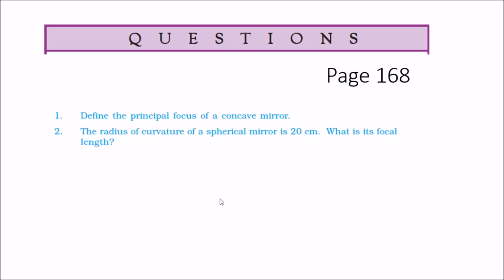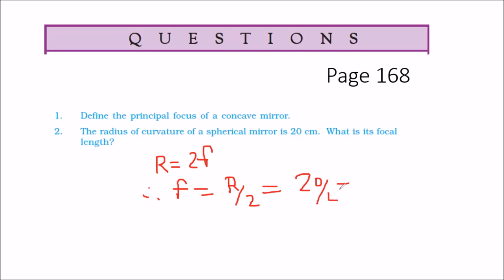Next part says the radius of curvature of a spherical mirror is 20 centimeter. What is the focal length? So we know the radius of curvature is twice the focal length, and if you know the radius of curvature, then you can find the focal length also. So we know it is going to be R by 2, which means it's going to be 20 upon 2, which means it's going to be 10 centimeter. So these types of questions are asked when we are starting with the basics of mirrors, spherical mirrors.